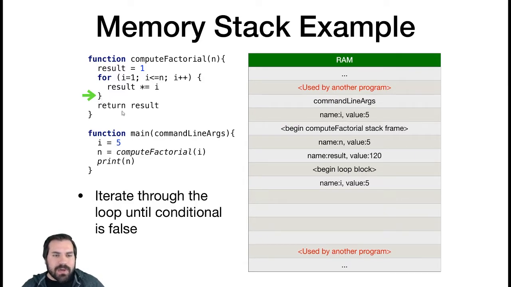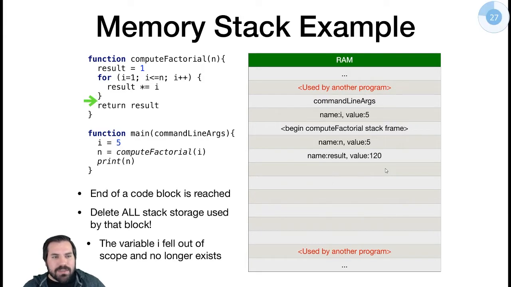So we hit the closing brace. The entire block is destroyed. So we're going to pop values off the stack until we reach the beginning of that block. Once we hit the beginning of that block, we're done destroying things. And it's like that loop never existed. So after the loop, or after any code block is done, the only effect that has is any effect that it had on variables outside of that block.